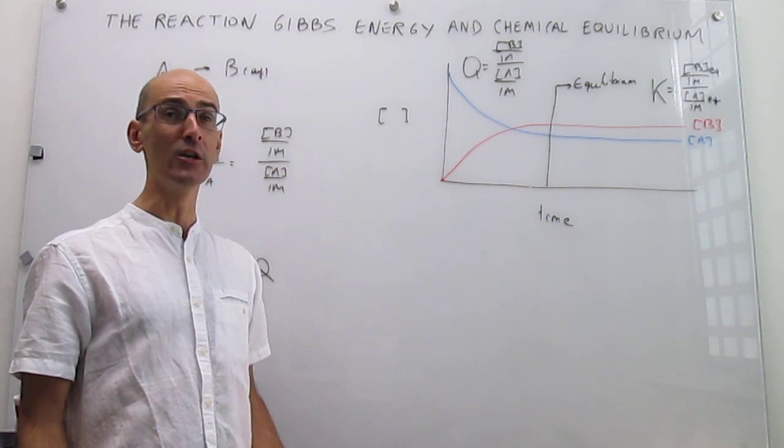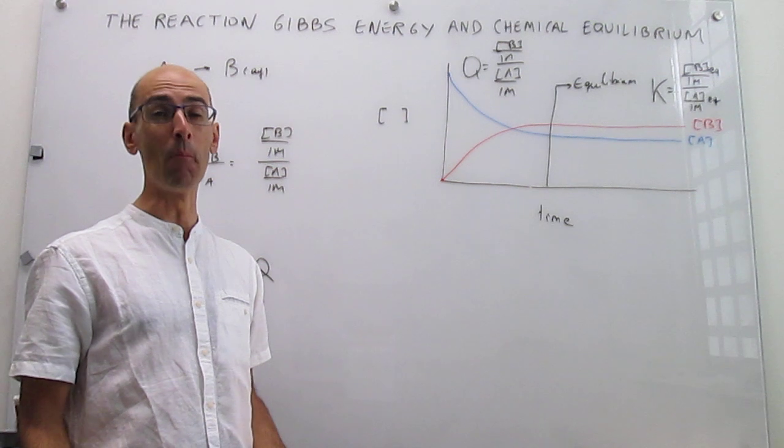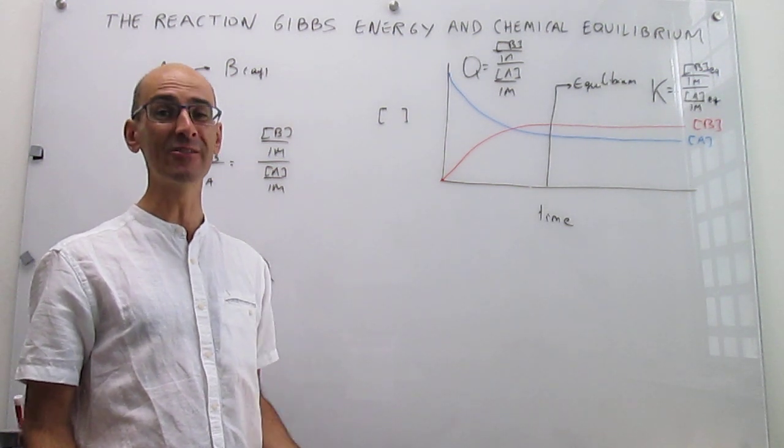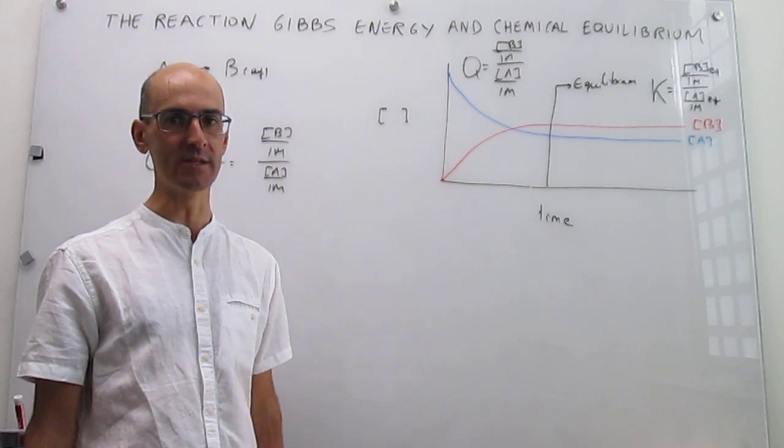Okay, so in other words, the reaction quotient is a more general expression than the equilibrium constant, because the equilibrium constant only works once you have reached equilibrium.